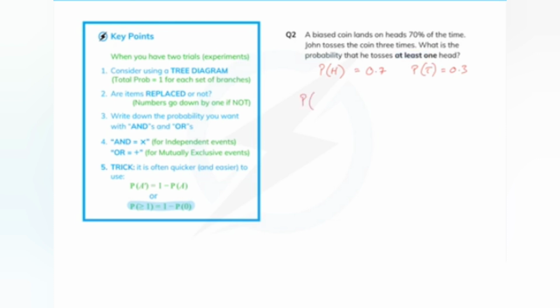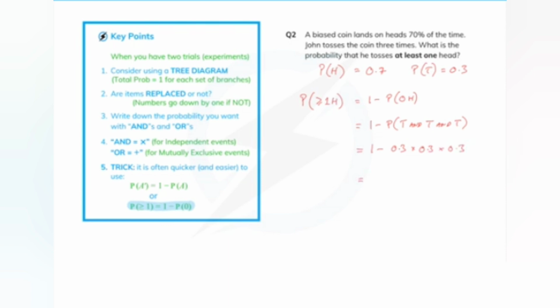So we're asked about the probability of at least one head, and I'm going to use the trick. It's 1 minus the probability of no heads. And so that's 1 minus the probability of tail and tail and tail. Now, I can just do my and or thing here. Actually, there are no ors, so it's just ands, and I get 1 minus 0.3 times 0.3 times 0.3.